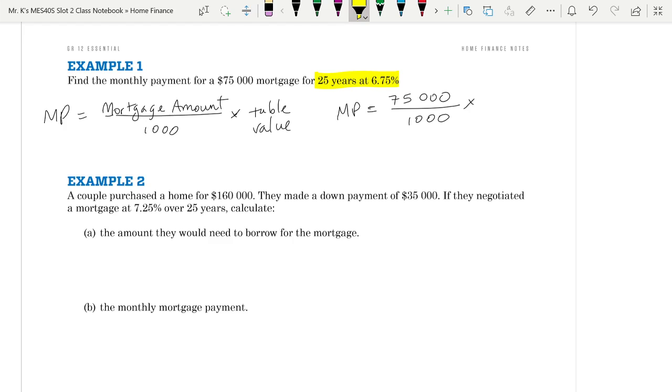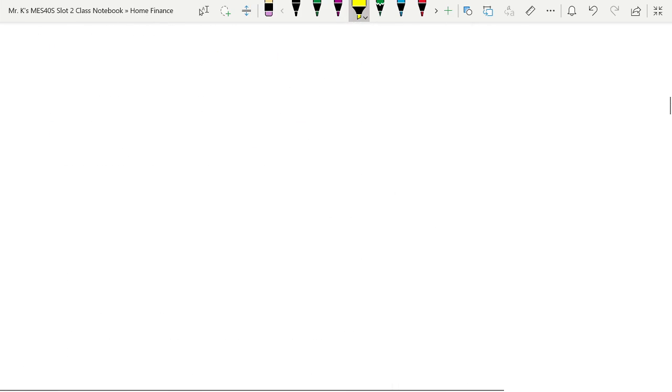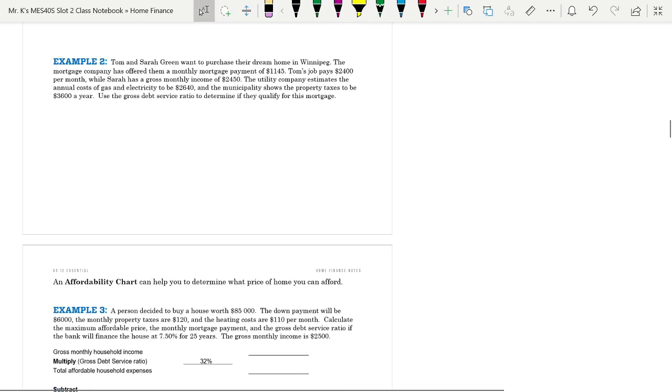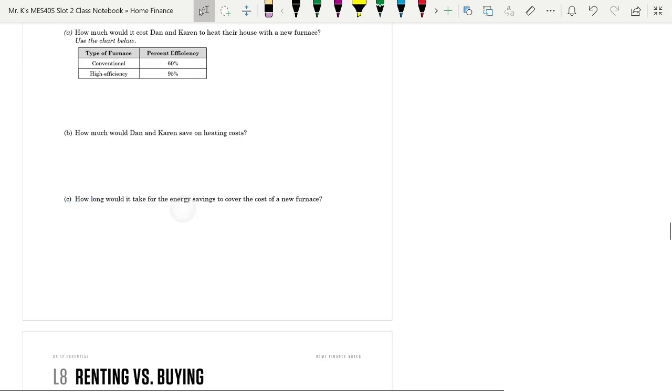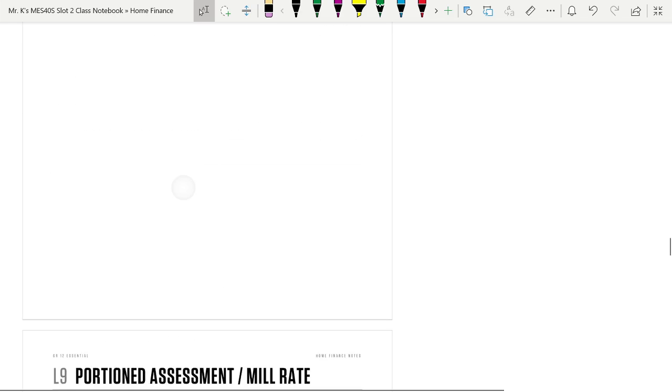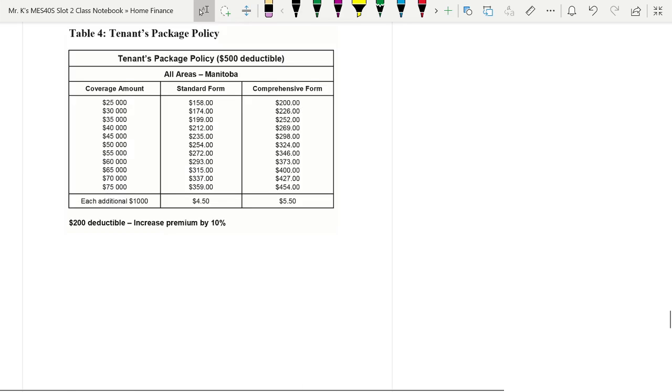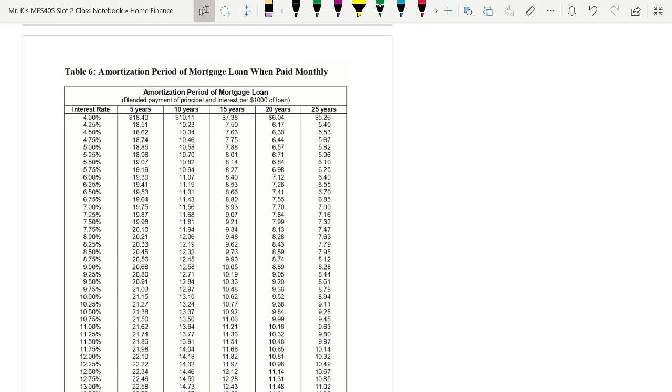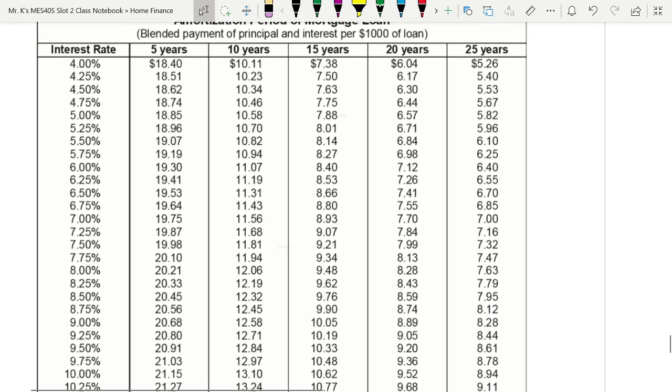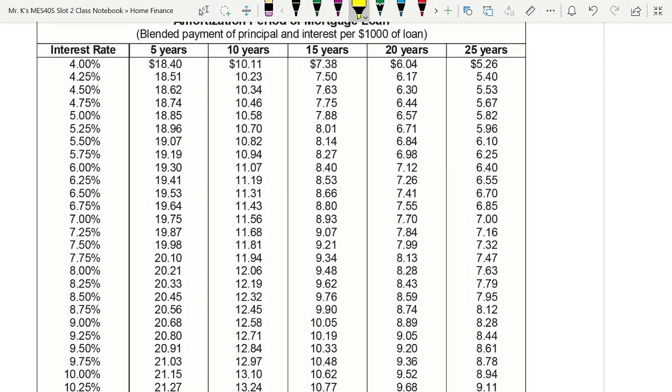So let's jump down to table 6. Sorry if I make you dizzy as I scroll here. Table 4, table 5, which is sideways, table 6. So what was it again? It was 25 years at 6.75%. So 25 years is the last column, 6.75. So I'm going to be this row and this column. And there it is. That's the number we want. Okay, does everybody get how I found that?